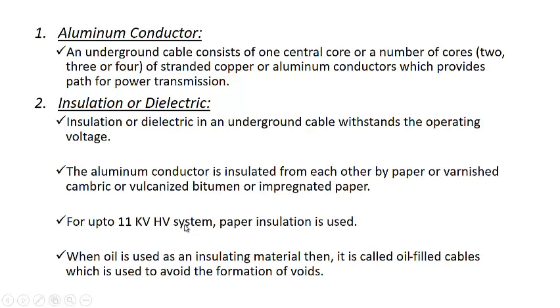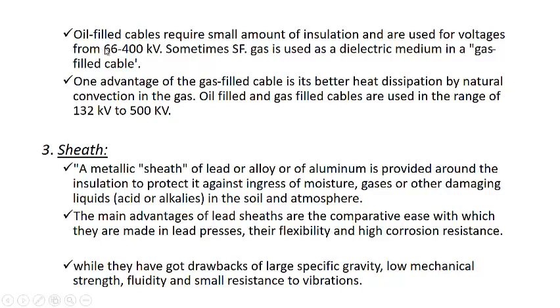For up to 11 kV high voltage systems, paper insulation is used. When oil is used as an insulating material, the cable is called an oil-filled cable, which is used to avoid the formation of voids, air voids. Oil-filled cables require a small amount of insulation and are used for high voltages from 66 up to 400 kV.